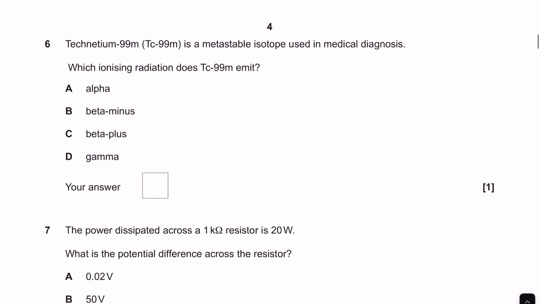Question number 6. It says technetium-99m is a metastable isotope used in medical diagnosis. Which ionizing radiation does it emit? This is one of the ones that you just need to know, and it is gamma radiation that it emits, so D will be the answer.